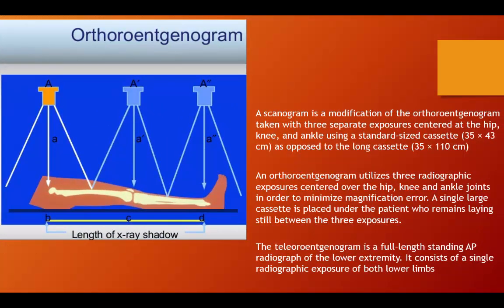There are several radiographic variations of measurement. The orthoröntgenogram involves 3 regional shots at the hip, knee, and foot and ankle, which are then used to measure differences at that joint to determine where the anatomical difference arises from. The scanogram is similar using a different size cassette. The standing version is called a teleoröntgenogram.